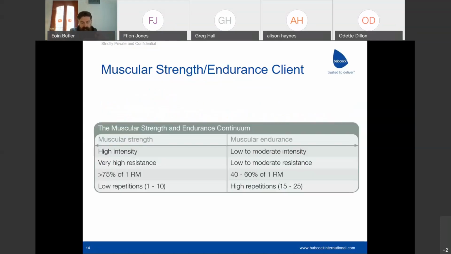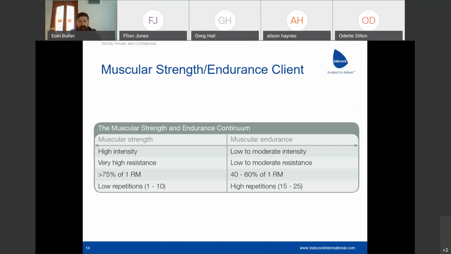Okay. So the muscular strength endurance client. We need to look at our clients and decide, right, are we going to look at the strength side of things, or the endurance side of things, or are we going to go a little bit in between? If we're looking purely at strength, we're looking at high intensity exercise, really high resistance, high weights. So we're looking at weights greater than 75% of 1 rep max. We're also working with low repetitions, between 1 and 10. So if we're working at pure strength, we're probably working about 3 to 5 repetitions.